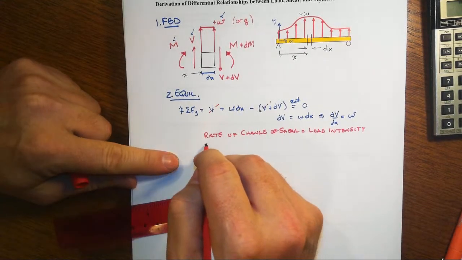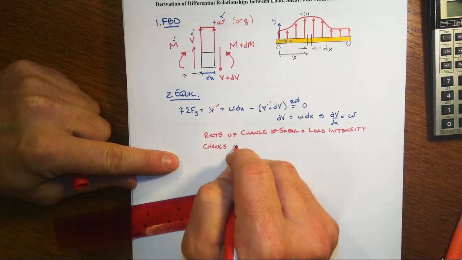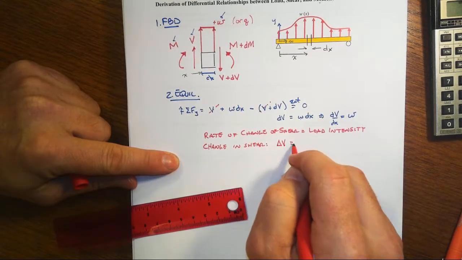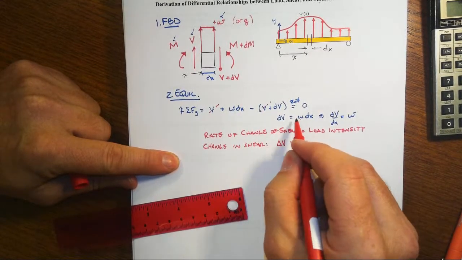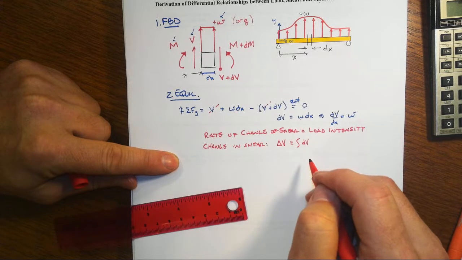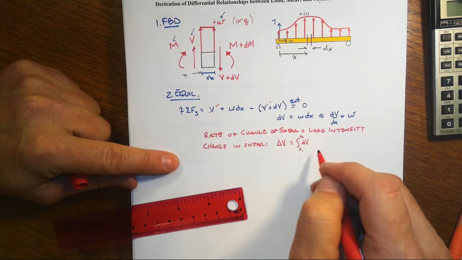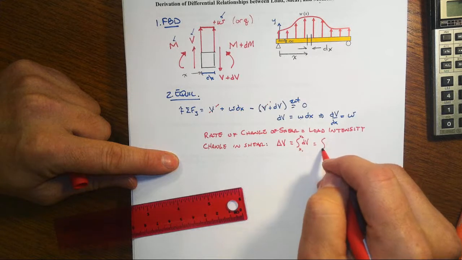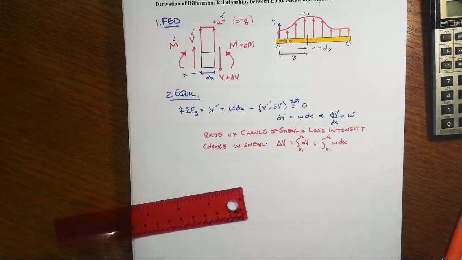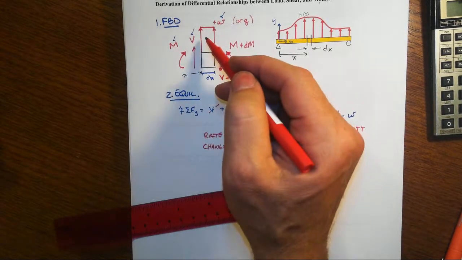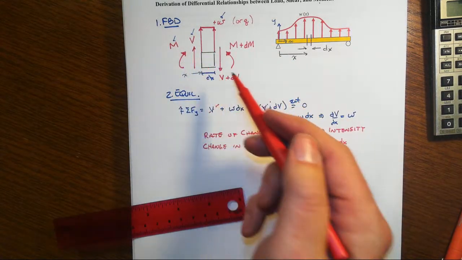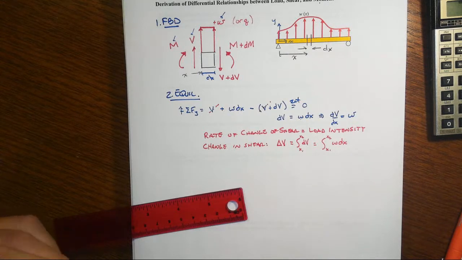The change, not the rate, but the change in shear, that would be delta V. Well, that's just going to be equal to the integral of dV over 2 places, which is equal to the integral over that little domain of W times dx. Wow! Well, that makes sense too, doggone it, because hey, W times a length is the amount of total load, and the shear is just going to change by that total amount of load. That actually makes perfect sense here.